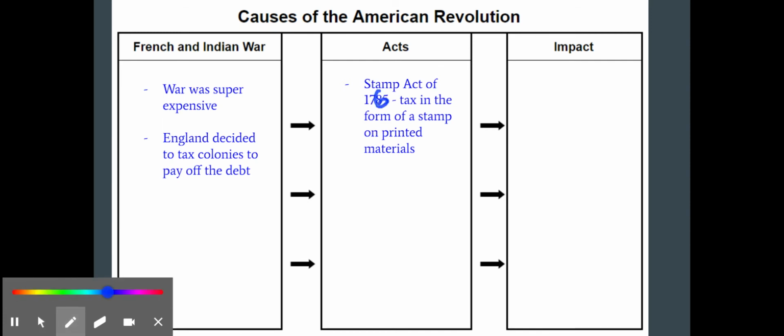And people started getting upset because they felt like they weren't really being asked, it wasn't fair, and even though the King of England was like, hey, we fought this war so that way you guys could have extra land and that you guys could be protected, the colonists were not for all of these extra taxes.